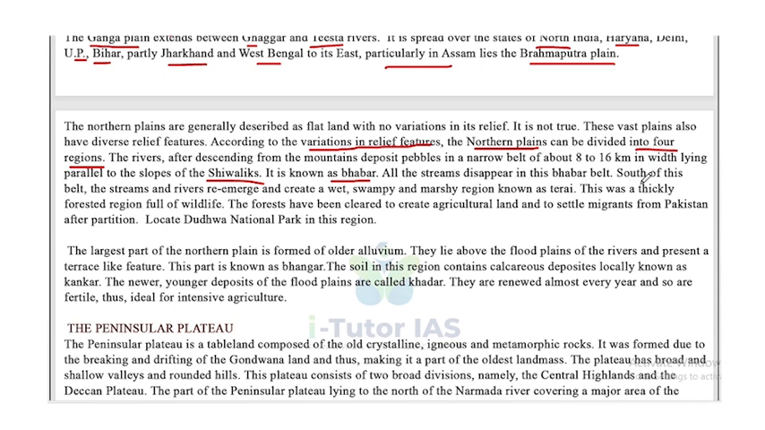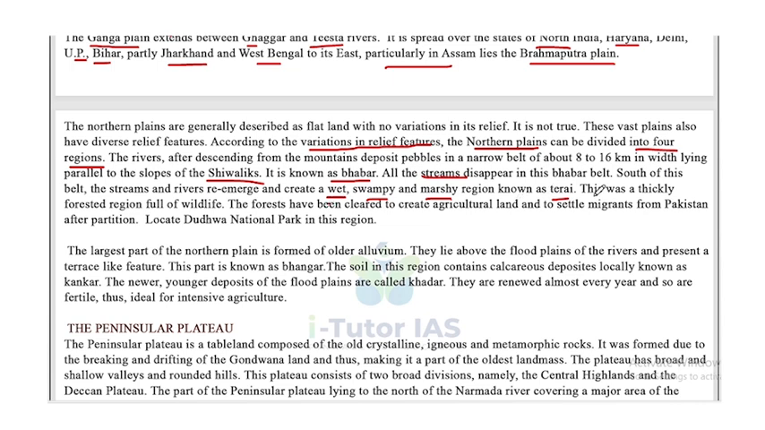Next one is south of this belt. The streams and rivers re-emerge and create a wet, swampy and marshy region known as Terai. Okay, so the first region is Bhabar, that is the south of Shivalik. Then in the Bhabar region, all streams disappear. Then to the south of the Bhabar region, the rivers re-emerge and create a wet, swampy and marshy region, and this region is known as the Terai region.